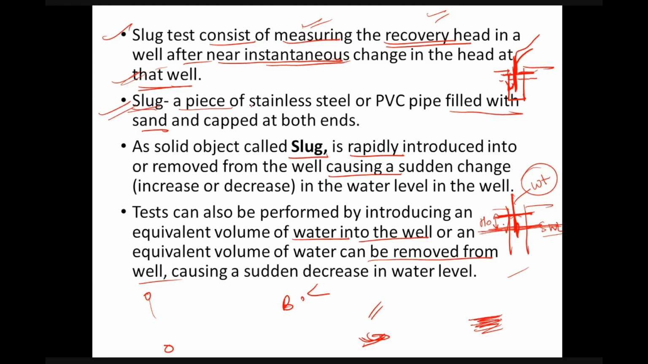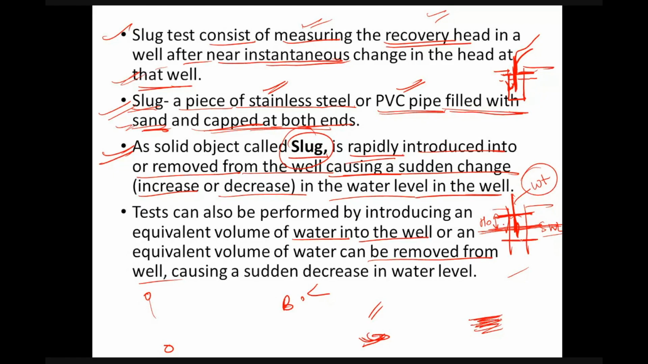It is a piece of stainless steel or PVC pipe which is filled with sand and capped at both ends. In a conventional slug, we use a stainless steel or PVC pipe which is hollow, then the sand is filled in and it is capped from both ends. This solid object called a slug is rapidly introduced into or removed from the well, causing a sudden increase or decrease in the water level in the well. So if we introduce the slug into the well, the water level will rise, or if we suddenly remove the slug from the well, the water level in the well will decline by the amount of water it had displaced.